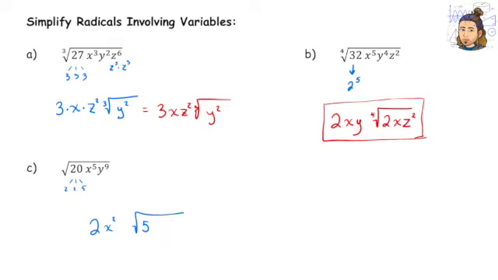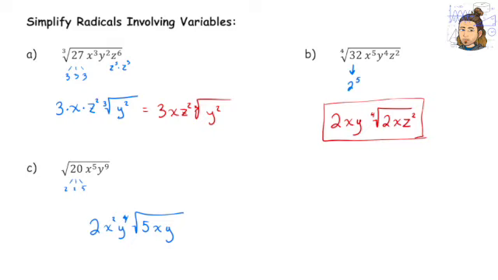1 left over on the inside, which gives me x. I have y to the 9th, which means I'm going to have 4 groups of y's that I can take out with 1 y left over. And there is my simplified expression, as simplified as I can get those.